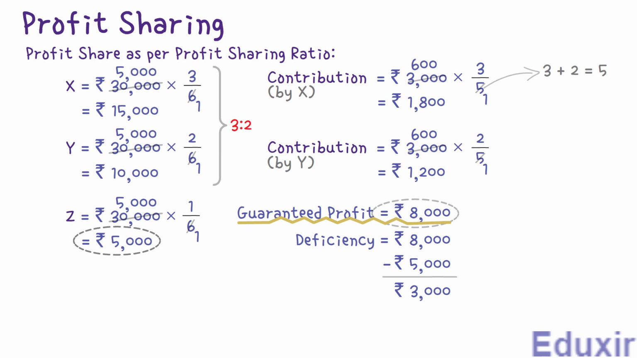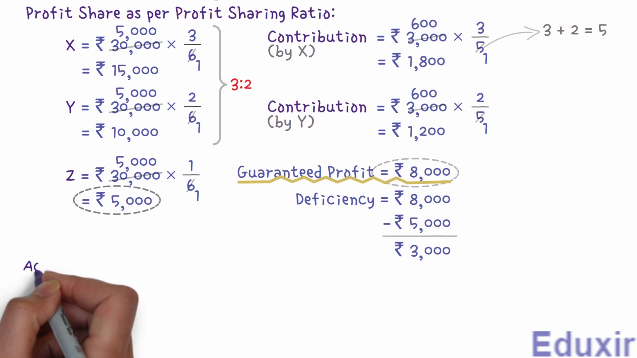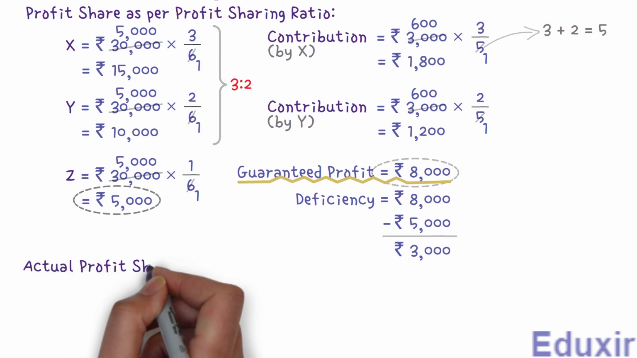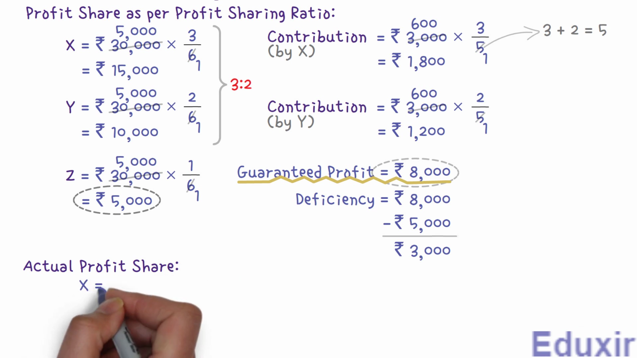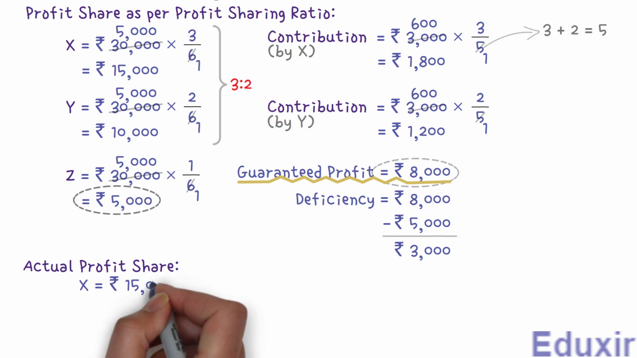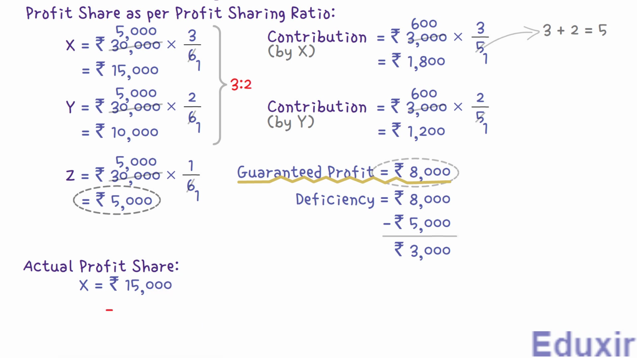Considering these contributions, let us now find how much is the actual profit share of each of the partners. Now the actual profit share of the partner X is equal to his share of profit as per the profit sharing ratio, which is 15,000 rupees, minus his contribution to the deficiency in partner Z's profit share, which is equal to 1,800 rupees. Subtracting, we get 13,200 rupees.